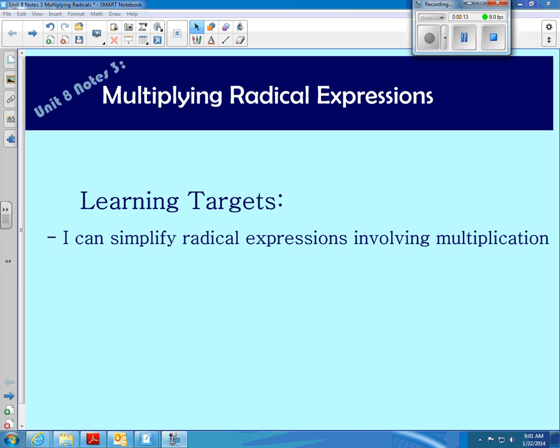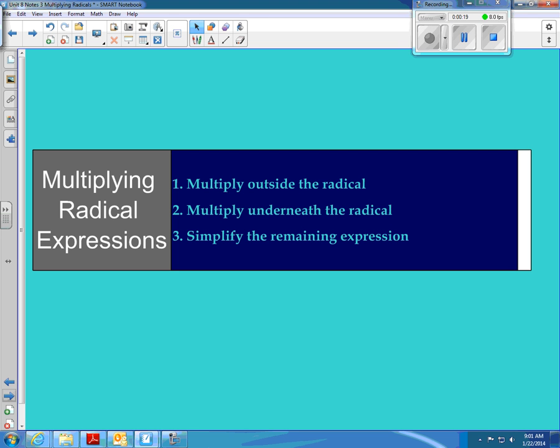So we looked at simplifying them yesterday, we looked at adding and subtracting them, and so now we're going to be multiplying them. So here are our 3 steps to multiplying radical expressions. You're going to multiply the outside of the radical, you're going to multiply underneath the radical, and then you're going to simplify the remaining expression. So pretty basic. Make sure you pause to get those 3 down.